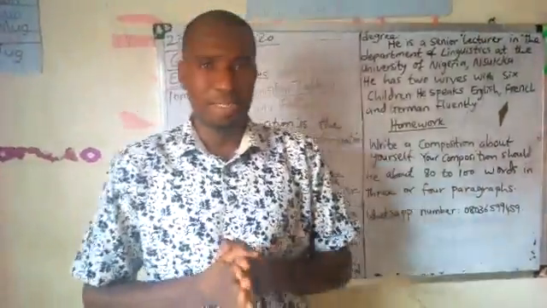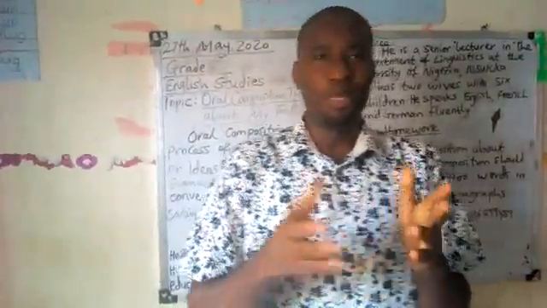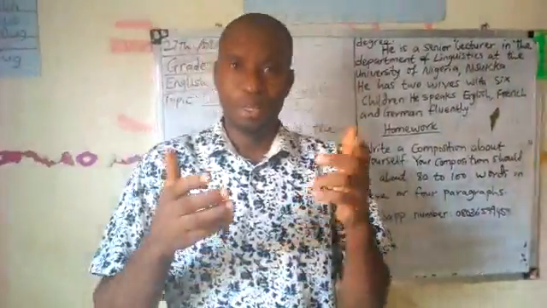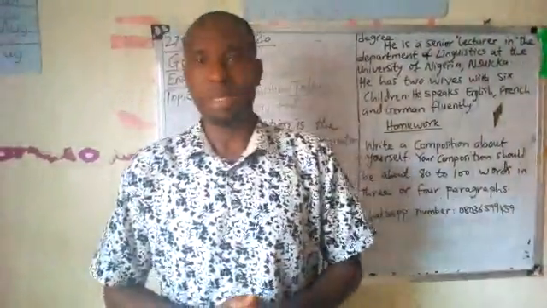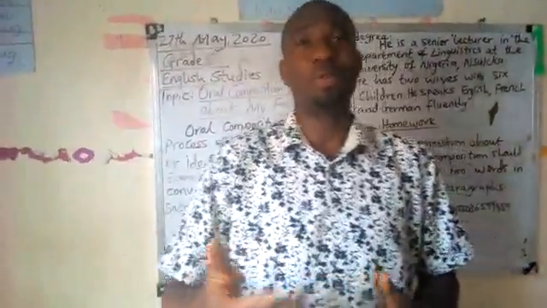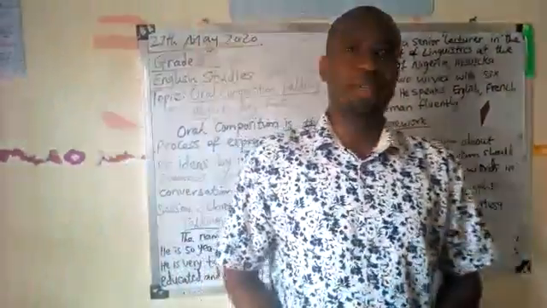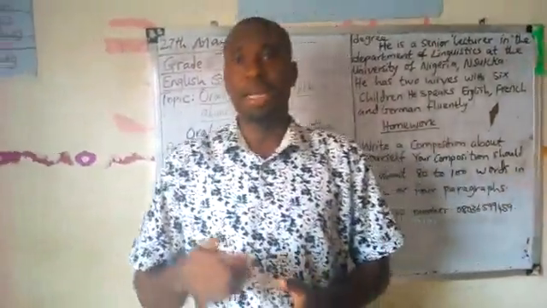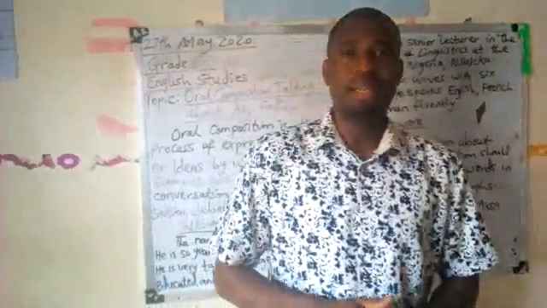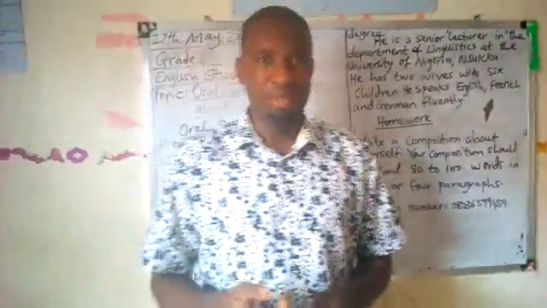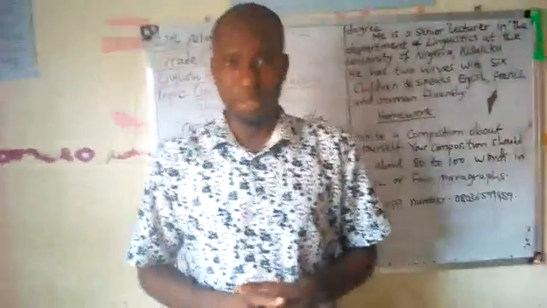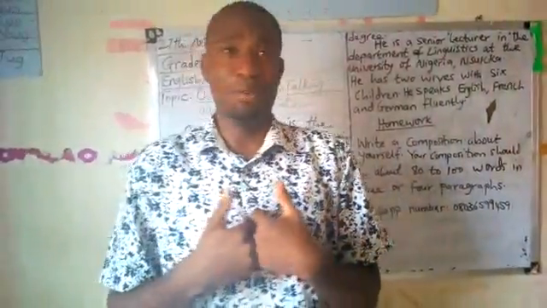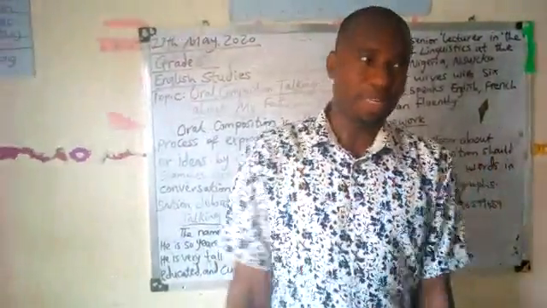The name of my father is Hassan Bello. He's 50 years old. He's fair in complexion. He's very tall and huge. He's well educated and currently doing his doctoral degree. He's a senior lecturer in the Department of Linguistics at the University of Nigeria, Nsukka. He has 2 wives with 6 children. He speaks English, French, German fluently. This can serve as my own oral composition about my father.